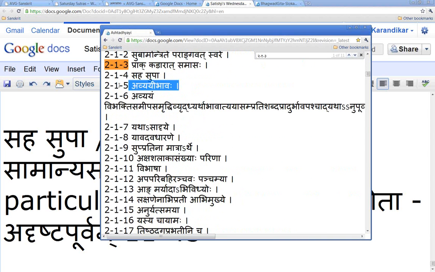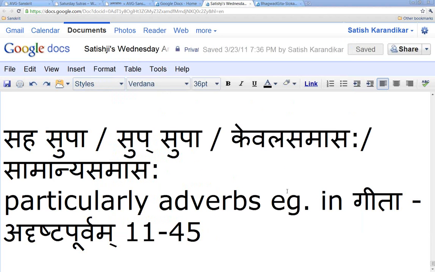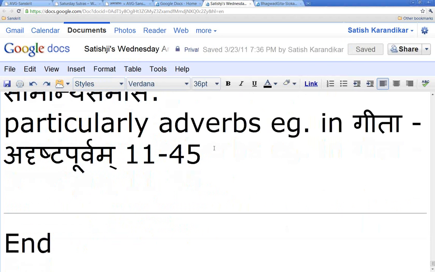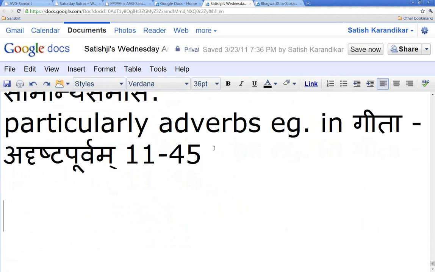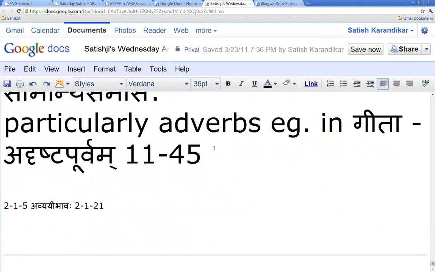2.1.5 to 2.1.20. Let me put that in the document. So Avyabhava, Panini starts with this one. So 2.1.5 to 2.1.21 is Avyabhava. So let's put that one. These are four categories now, and we'll look at the book in a second. But 2.1.5 to 2.1.21.